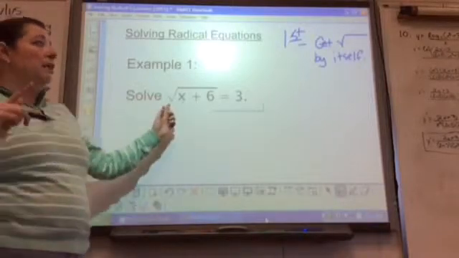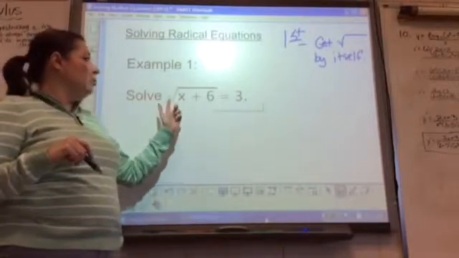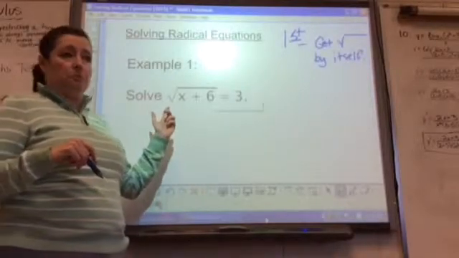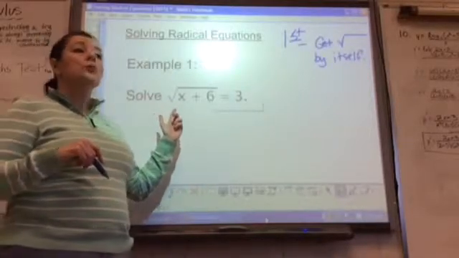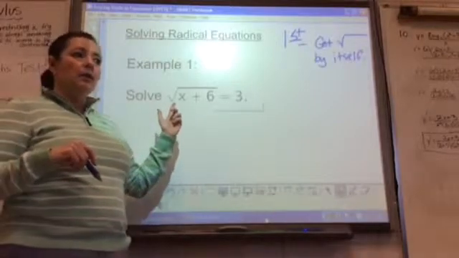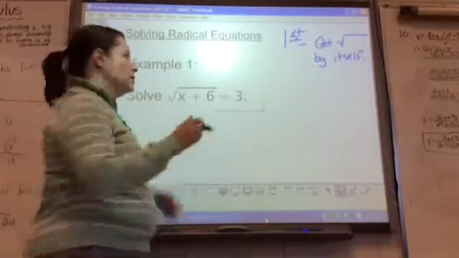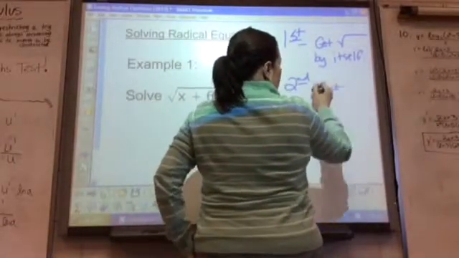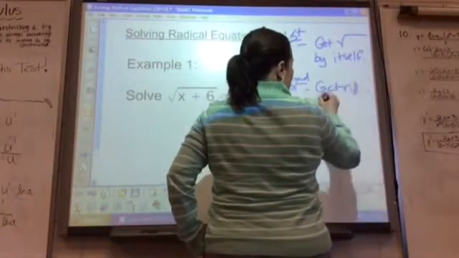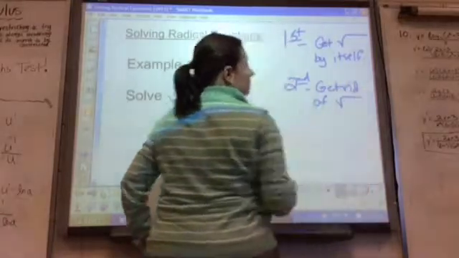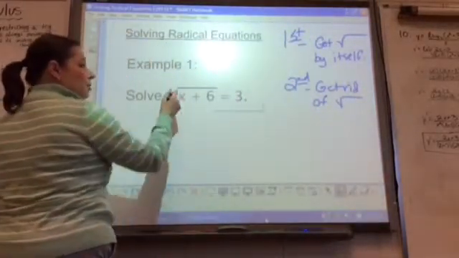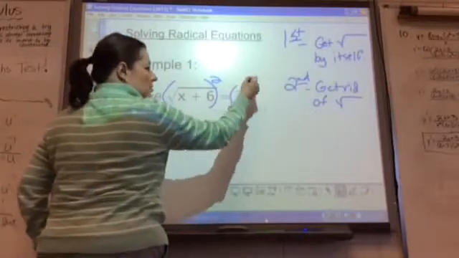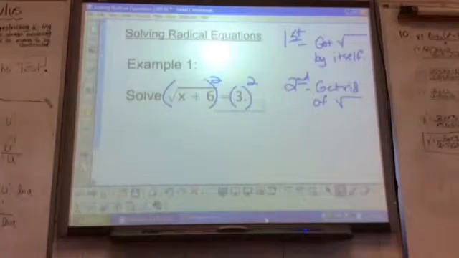All right, then, second step. How can we get rid of a radical? How do you get rid of a square root? Square it, exactly. You square the square root to get rid of it. So, second thing, get rid of radical. Now, it's okay to do it as long as you do it to both sides. Got to be both sides to be legal.